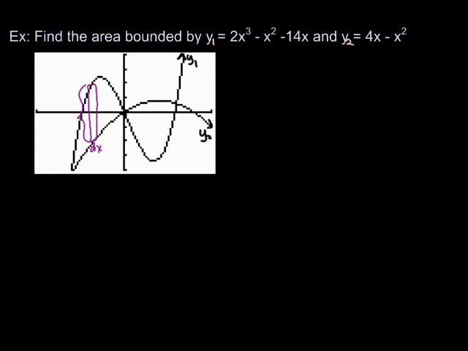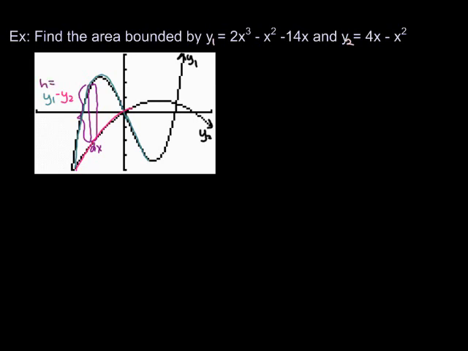For the height, if I look at my top curve, I see that that is my curve for y sub 1. When I do my bottom curve, I see that that is y sub 2. So for my height, for that section, I have y sub 1 minus y sub 2. And that gives me my height.